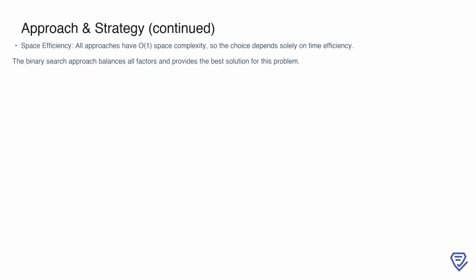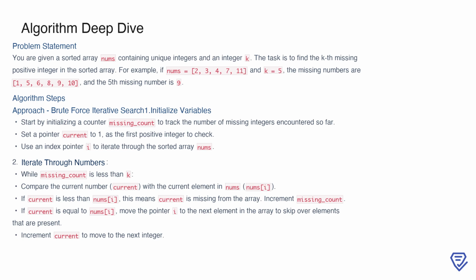The problem involves finding the kth missing positive integer in a sorted array of unique integers called nums. Let's break it down with an example. If the array is 2, 3, 4, 7, 11, and k is 5, the missing numbers are 1, 5, 6, 8, 9, 10, and the fifth missing number is 9.